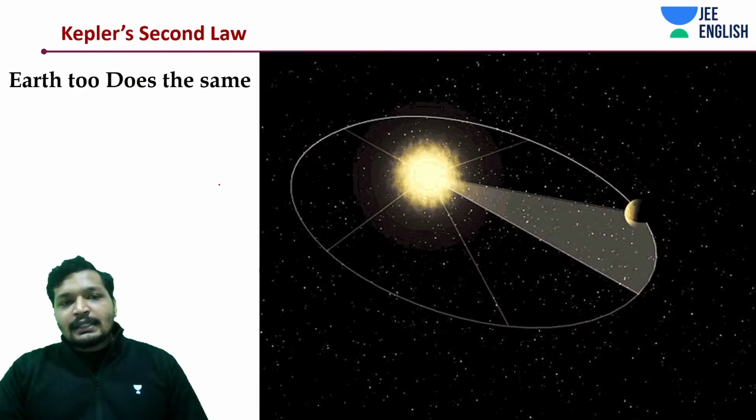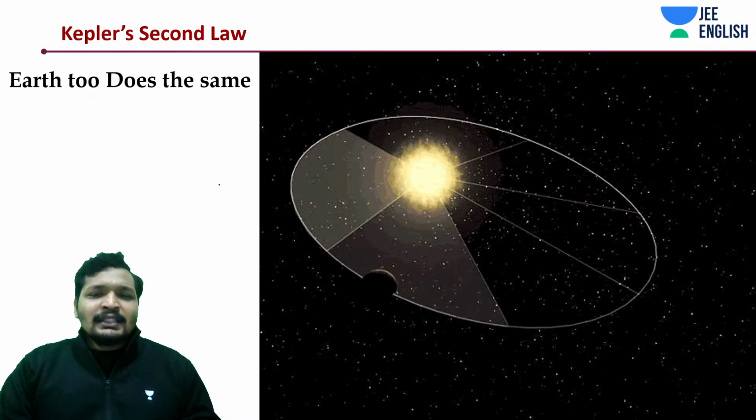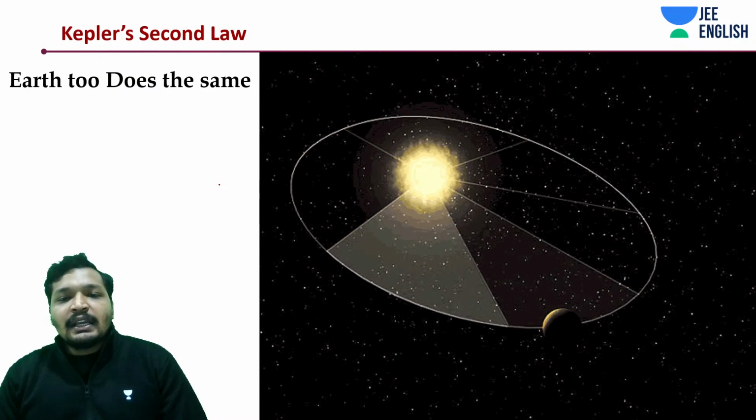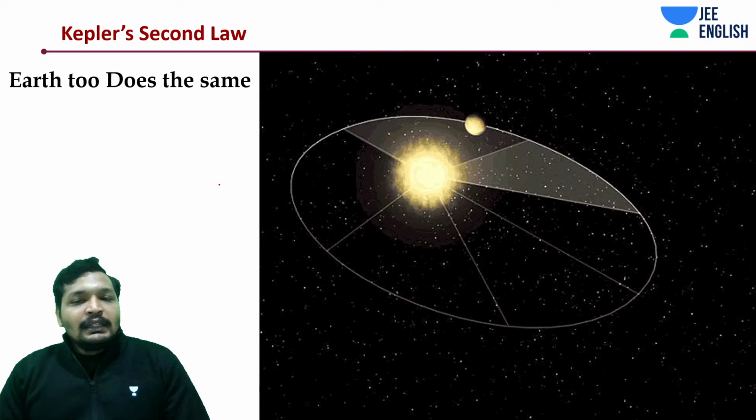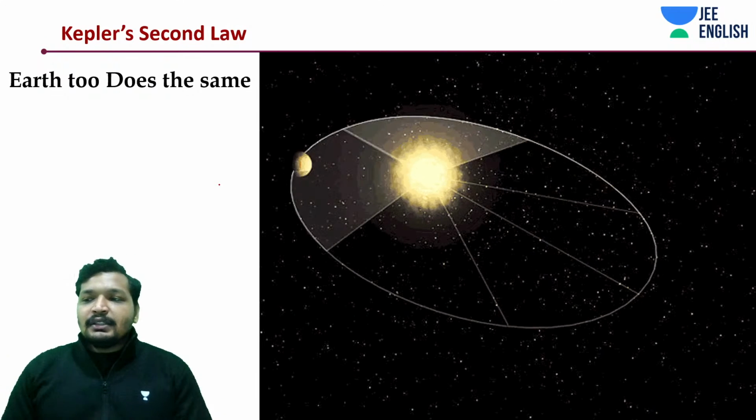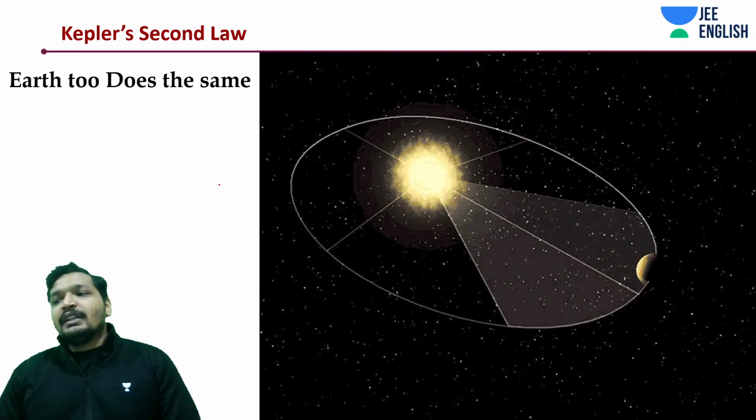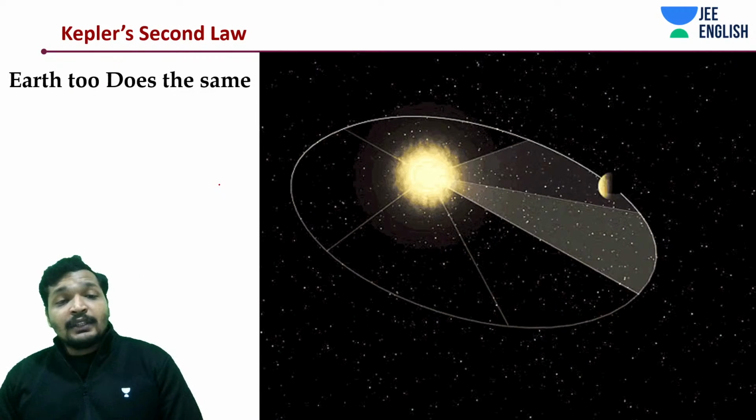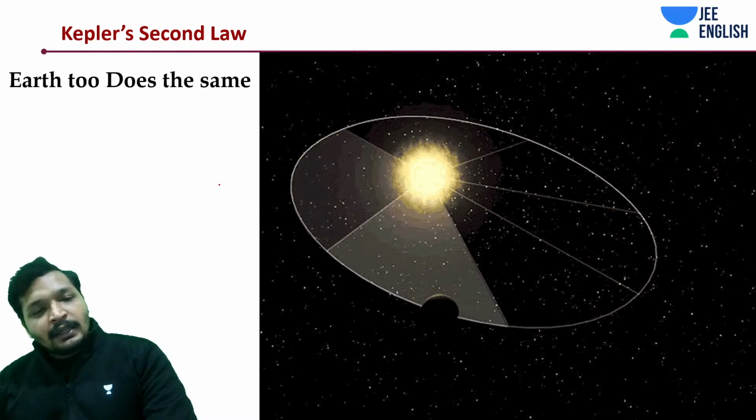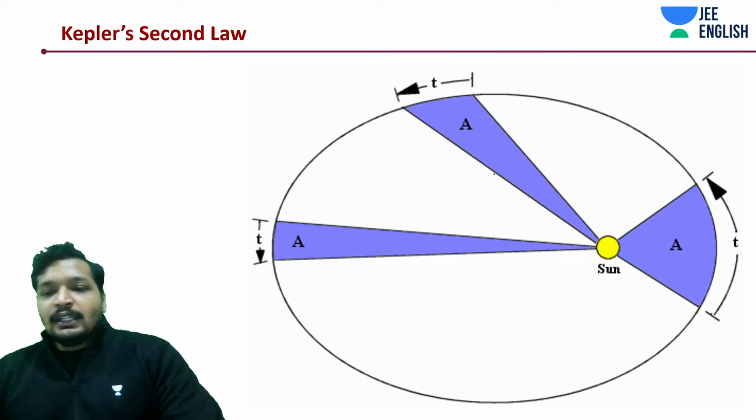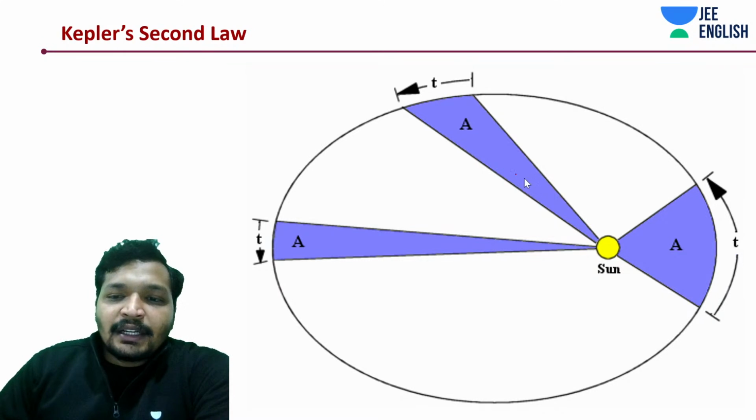It's really simple. And Earth too does the same. This is an amazing visualization where we have Earth covering the same amount of area in the same given time interval. Earth too does the same. There is going to be no difference between Earth obeying Kepler's law or any other planet obeying Kepler's law.